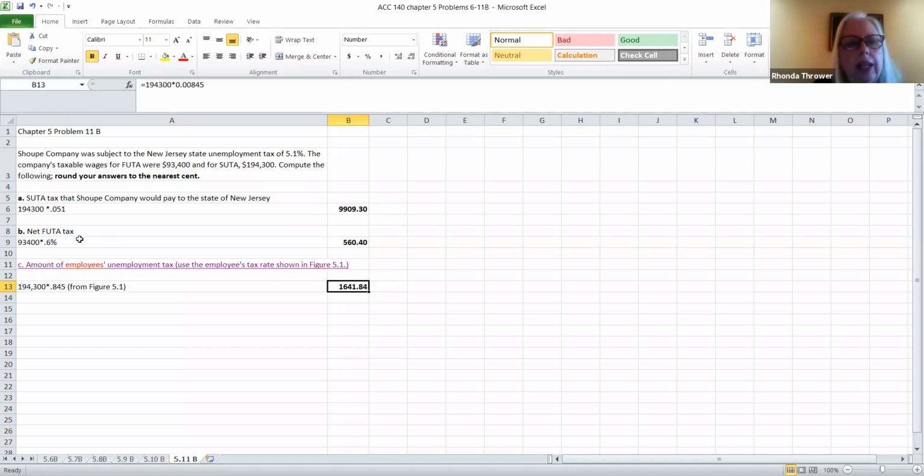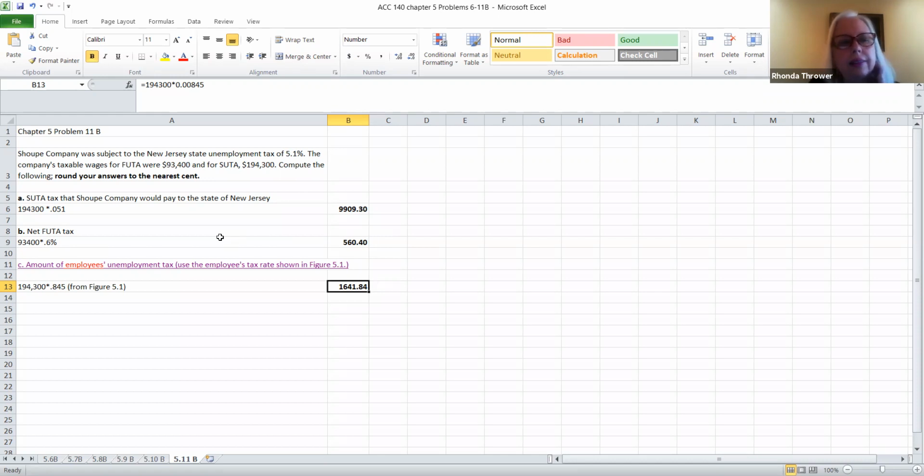The amount of the net FUTA taxes is going to be based on the FUTA taxable wages. Notice it's saying net FUTA taxes, so we're going to multiply by 0.6%, and that will give me $560.40.